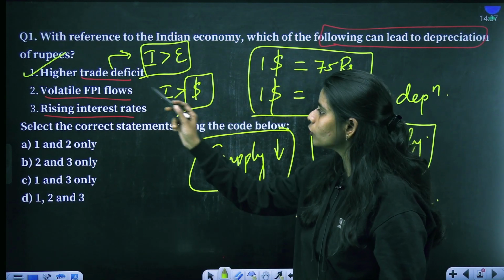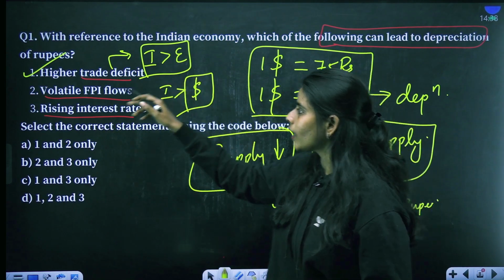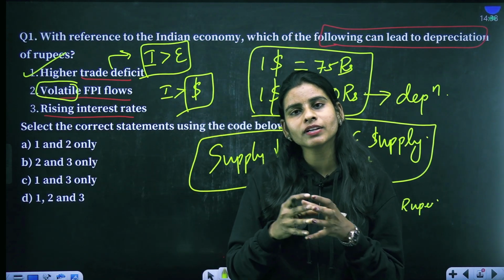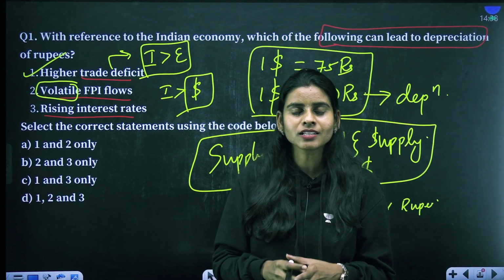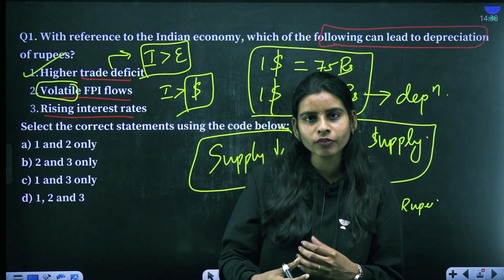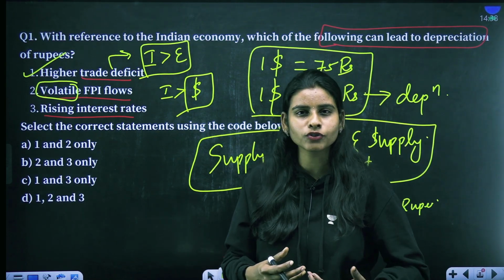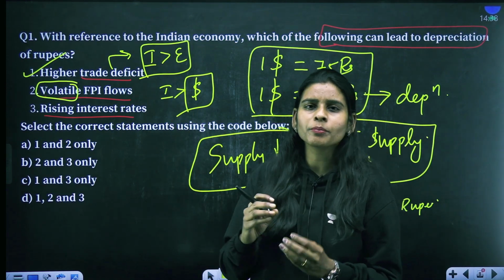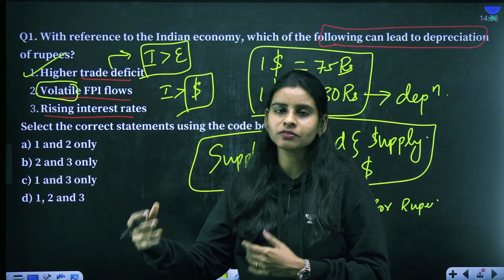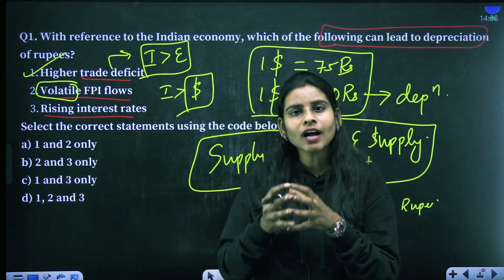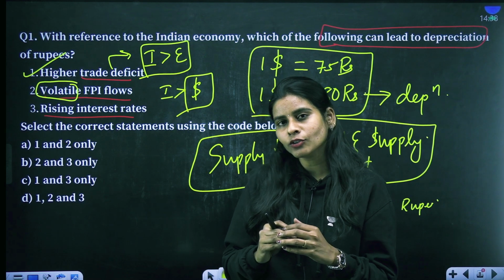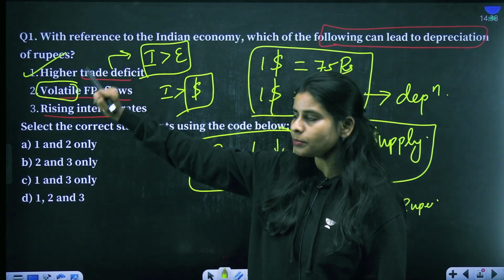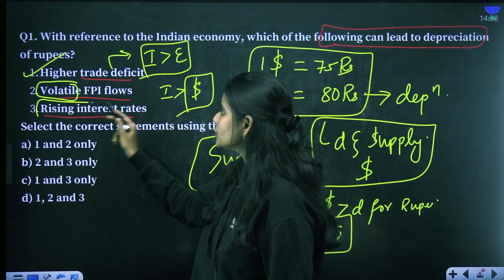Clear? So what about volatile FPI flows? Volatile means it is not stable, it is fluctuating. Since the US Federal Reserve came up with the rate cuts, we witnessed so much selling of equity, selling of stocks, and the FPIs and the FIIs are going out of the country because of finding some alternate attractive investment opportunities, right? So that can lead to a decrease in the supply of dollars, again leading to what? Depreciation. And then rising interest rates.